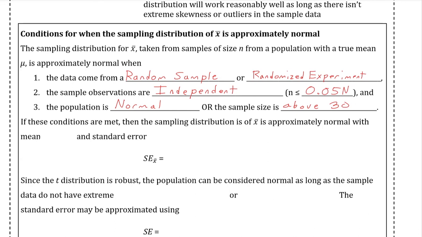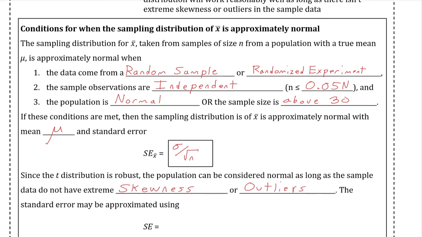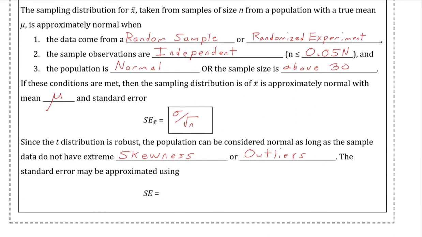If these conditions are met, then the sampling distribution of x bar is approximately normal with a mean of mu and a standard error, as we've discussed before, of sigma divided by the square root of little n. Since the t-distribution is robust, the population can be considered normal as long as the sample data do not have extreme skewness or outliers. The standard error may be approximated instead using little s divided by the square root of n.